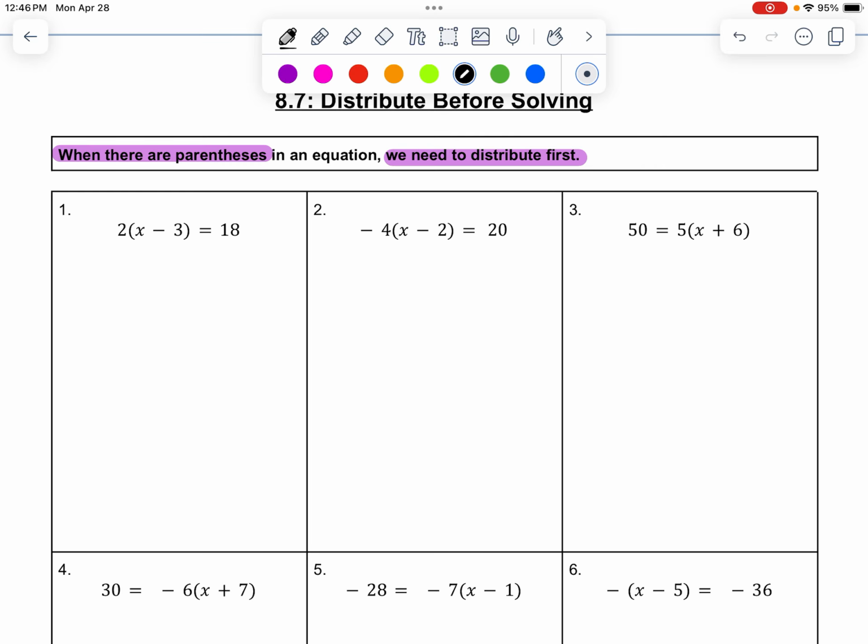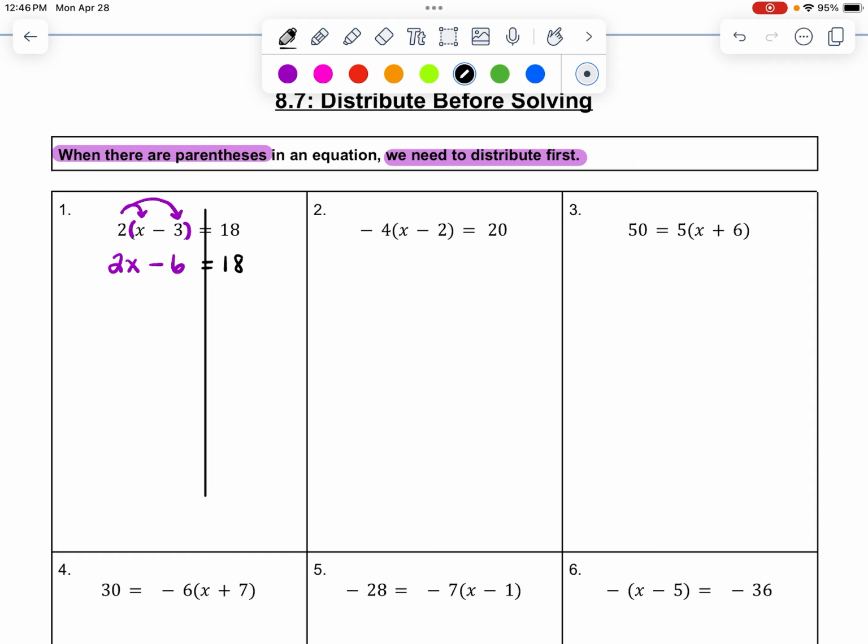For problem number 1, we're going to start the same way we start every solving problem, which is to draw a vertical line through the equal sign. The next thing is we're going to notice that there are parentheses. When you see that, you're going to use your distributing skills. That gives us 2x minus 6. Now on the right-hand side, we're just going to drop down the 18.